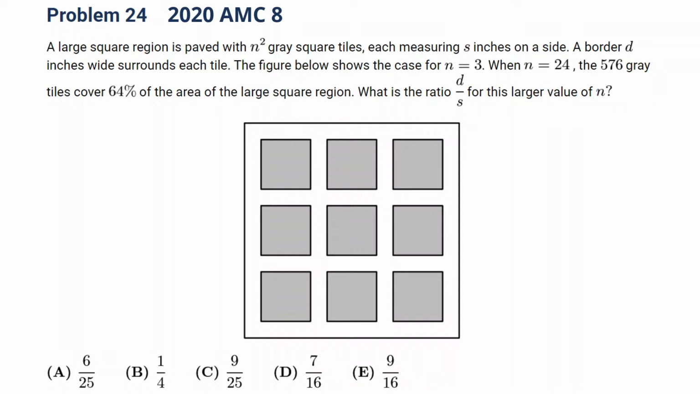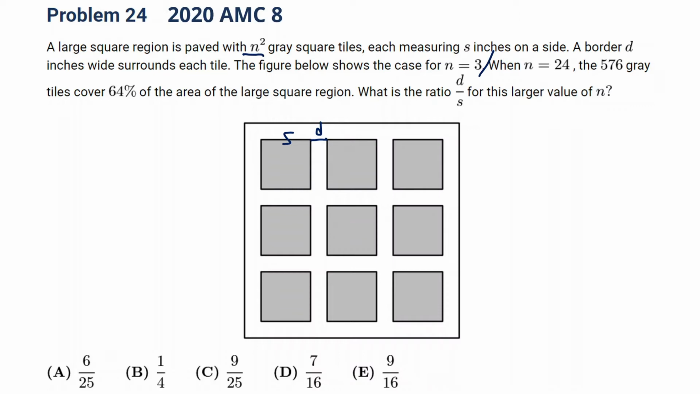Okay, let's come back. So we first need to understand this question. We have a large square region paved with n gray square tiles, each measuring s inches on a side. A border, d inches wide, surrounds each tile. The figure below shows the case of n equal to 3.